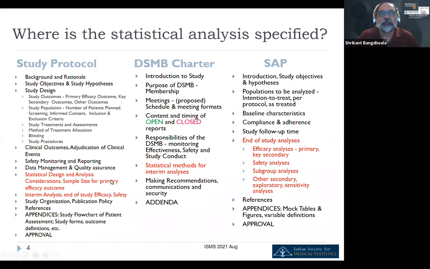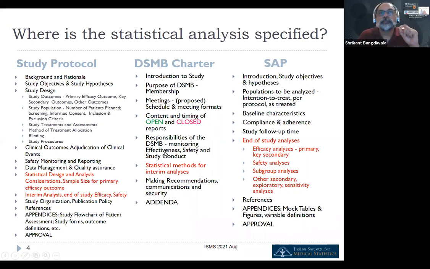They talk about the sample size, usually for the primary efficacy outcome. And then they specify what is going to be done for interim analysis and end of study efficacy, what is going to be done for safety. So these are the 3 things that we do: interim analysis, end of study, and we look at safety. But this is stated in the protocol, but pretty much like everything in the protocol, it's in general terms, okay? So it says how you're going to do things, but it's not very, very specific.